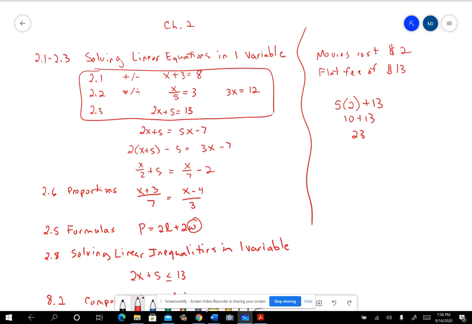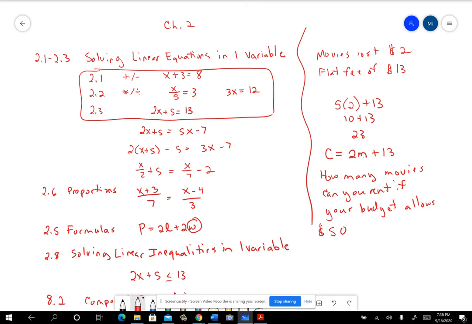Okay. And then we talked about an equation in 2 variables where cost equals 2 times the number of movies plus your flat fee. Well, where this chapter 2 material comes in is when you're asked a question like, how many movies can you rent if your budget allows you to spend $50 on movies?